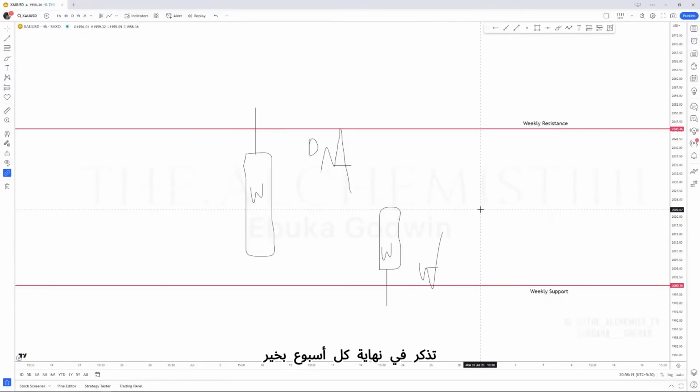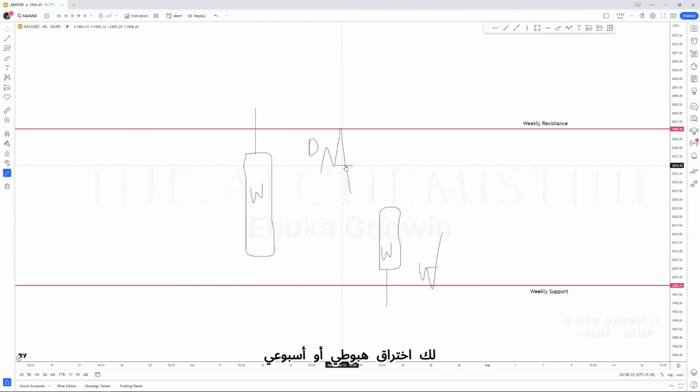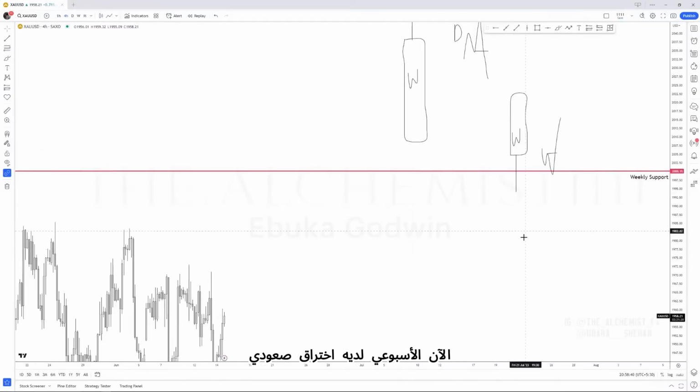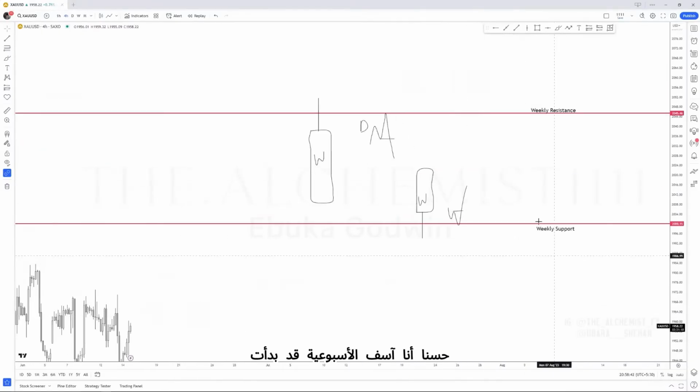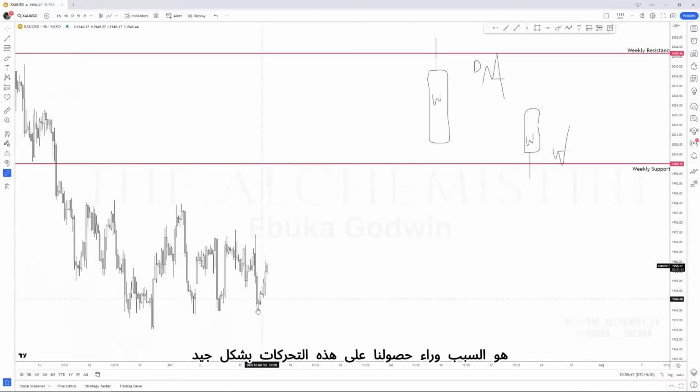Remember, at the end of every single week, you need to go to your weekly time frame and check if you have weekly rejecting a weekly resistance and daily giving you a bearish breakout, or weekly rejecting a weekly support and daily giving you a bullish breakout. Right now, weekly has started a bullish storyline. I'll show you. That is why we are getting these moves.